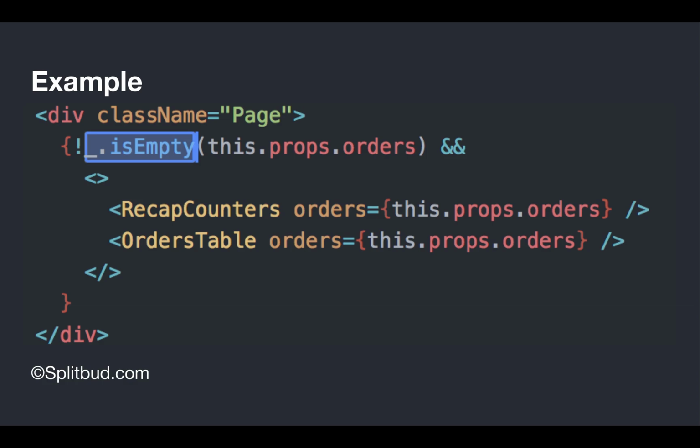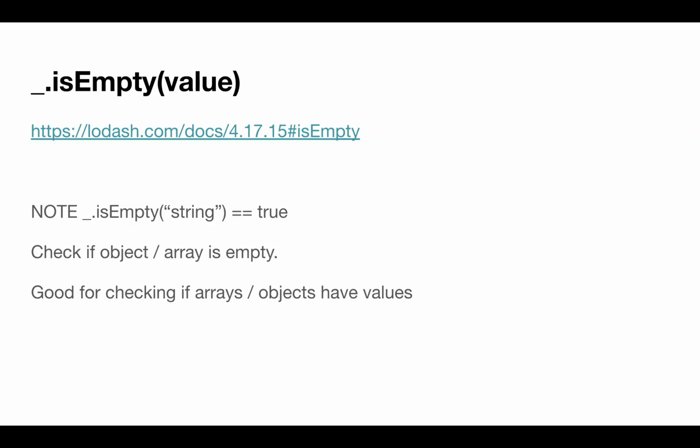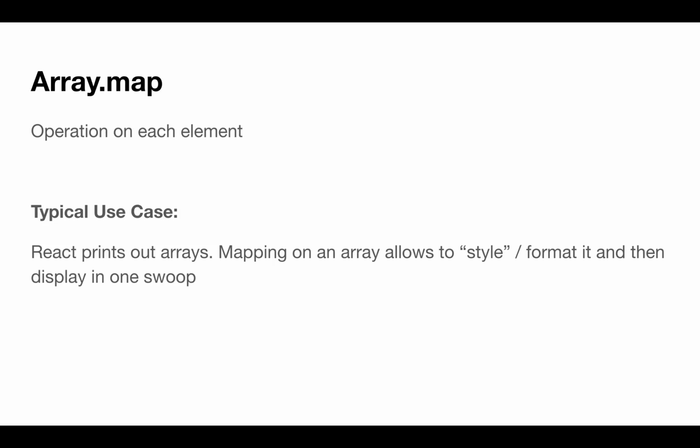This is a great example. We ask Lodash whether we should show anything based on the quantity of orders. If there's no orders, we're not gonna show anything. That's very convenient. The only issue that you might face is that isEmpty will return true for a string, saying that it's empty, which means that if you have a single string, you're gonna have issues. Now we can go on to the array functions.